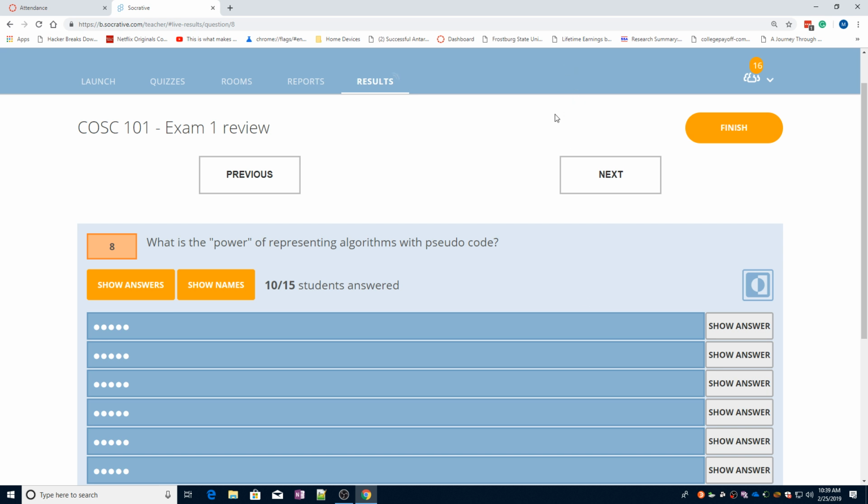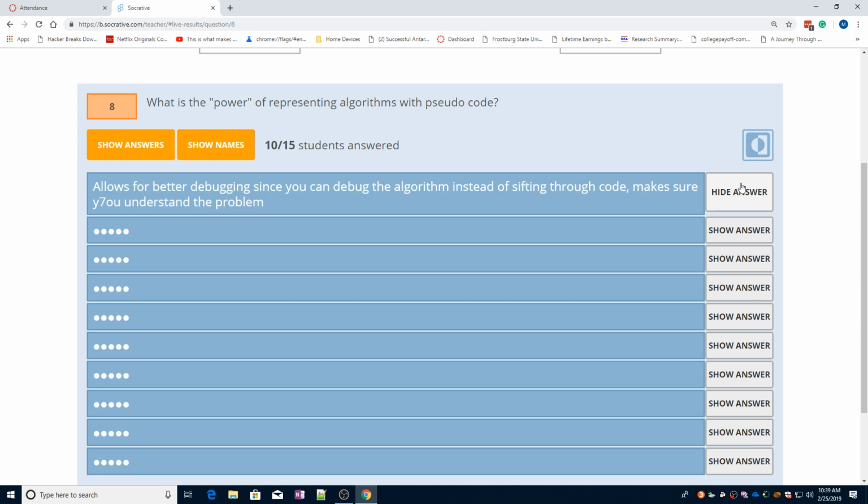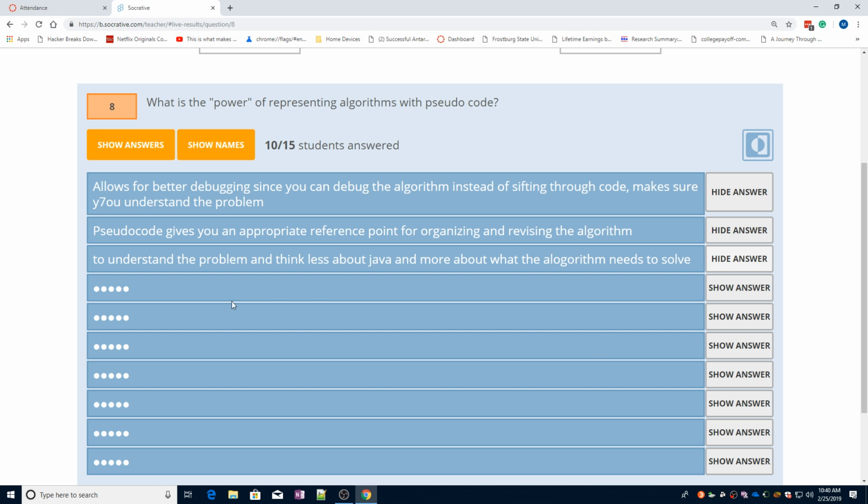All right. Please don't input anything else. Two different things I'm looking for. Debugging, logic debugging, okay? Make sure you understand the problem. I'll probably give you about 3 or 4 points on that one. Pseudocode gives you an appropriate reference point for organizing and revising the program. I'll give you 3 or 4 points. Understand the problem. Think about less Java. Okay, yeah, 3 or 4 points.